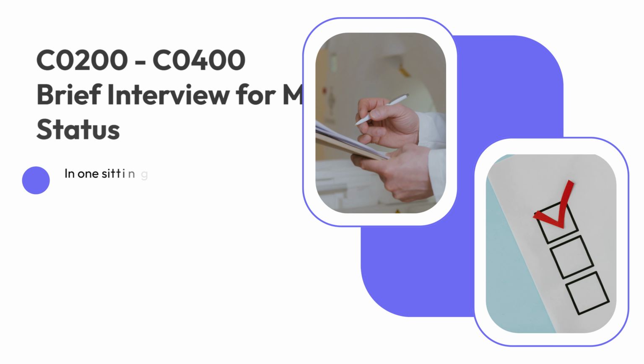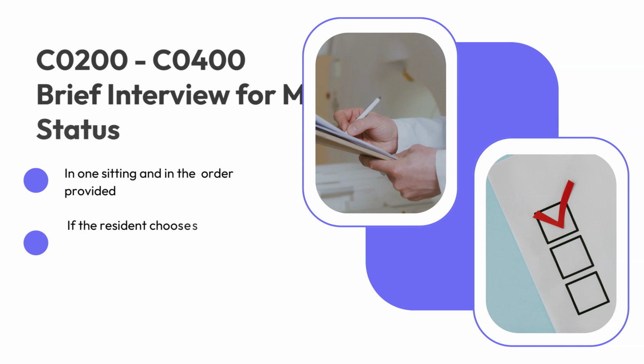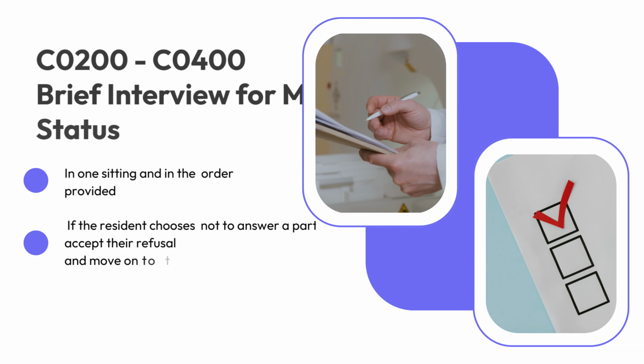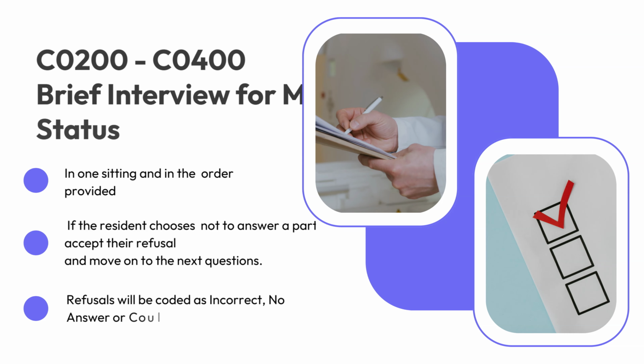In our interview, each item in C0200 through C0400 should be performed in one sitting and in the order provided. If the resident chooses not to answer a particular item, accept their refusal and move on to the next questions. Refusals will be coded as incorrect, no answer, or could not recall in this item set.